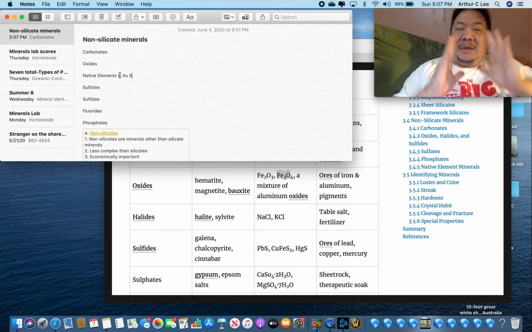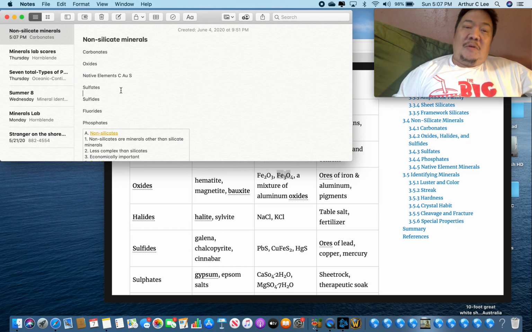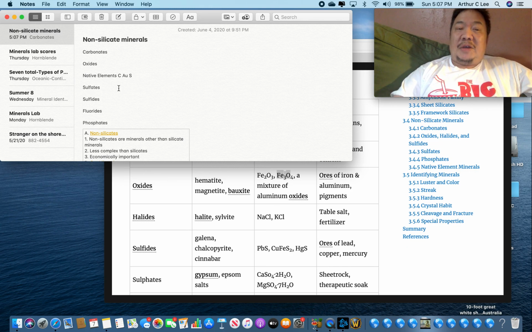Obviously, diamonds are very expensive. Gold, platinum, sulfur, they all have economic uses, so they are ore deposits. Copper, used in wiring. Gold is a way to store wealth. Diamonds are very expensive, both for jewelry and for diamond edge drill bits.